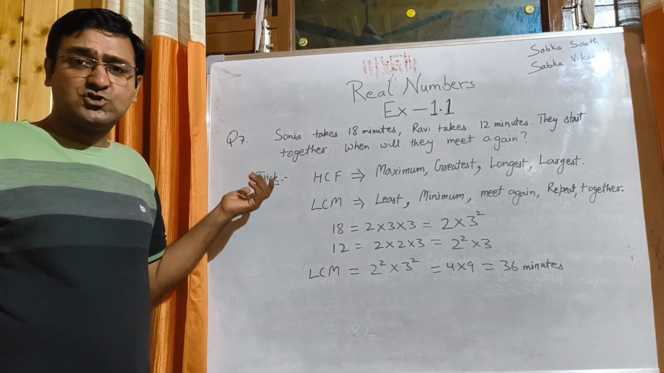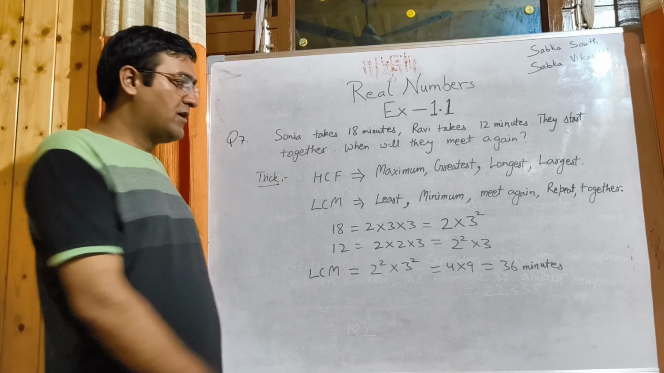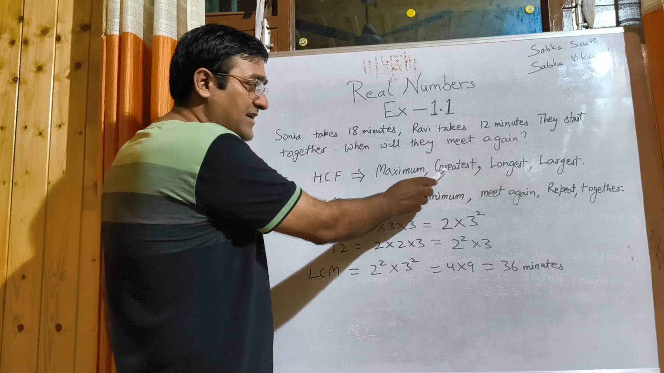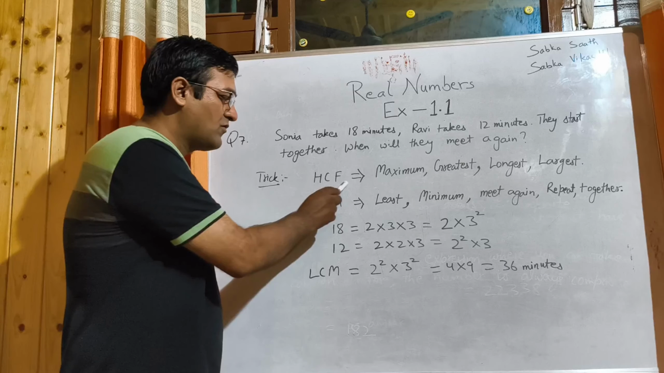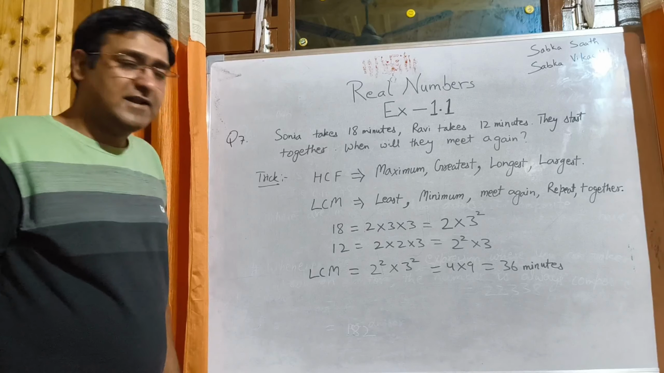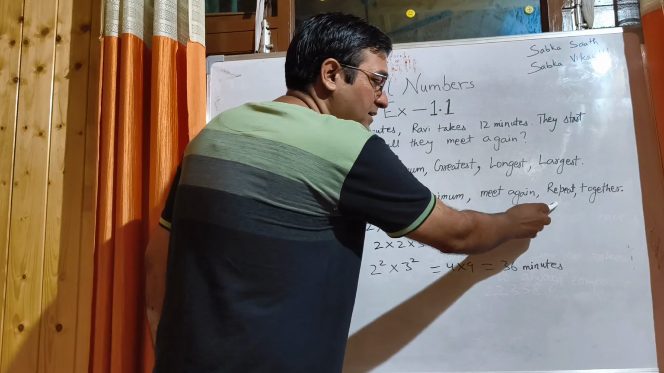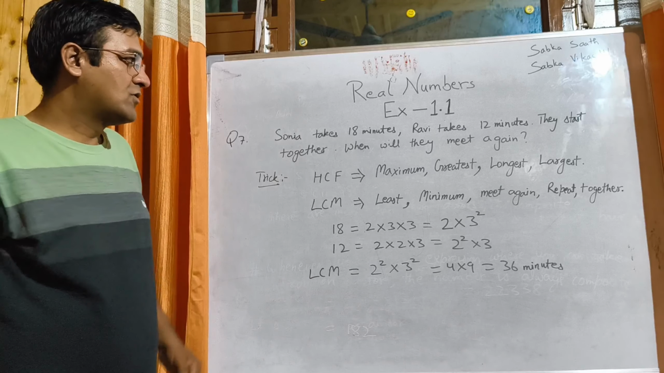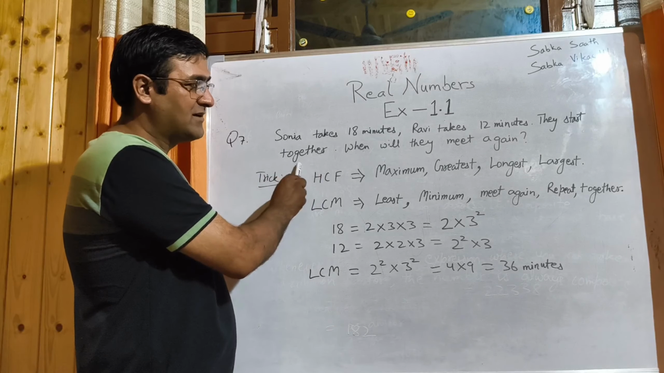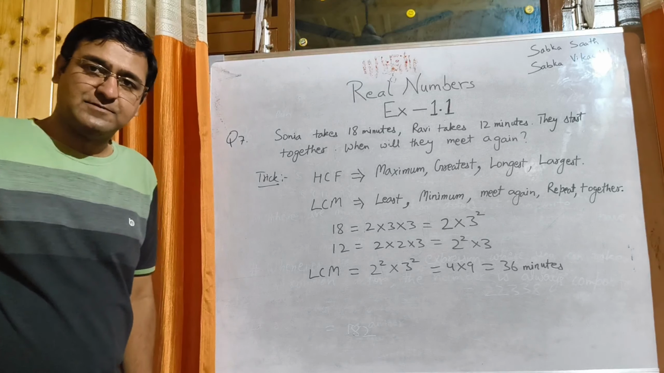So there is a shortcut trick for these kind of questions. Whenever you see a word written as maximum, greatest, longest or largest in the question which is asked, you have to always find HCF. And if it says least, minimum, meet again, repeat or together, in that case you have to find LCM. So here you can say they start together, when will they meet again? So this is the question of LCM.